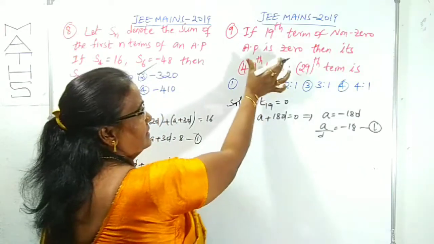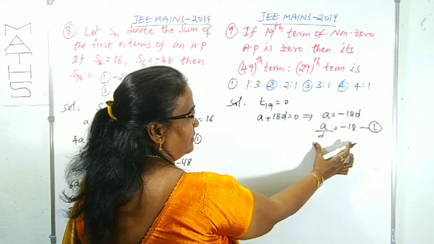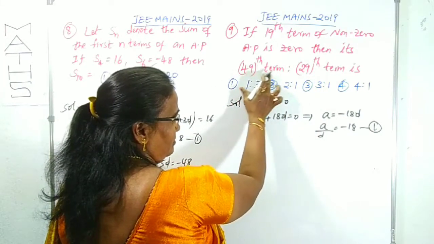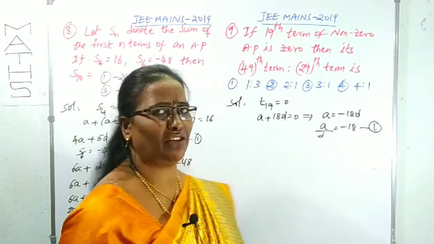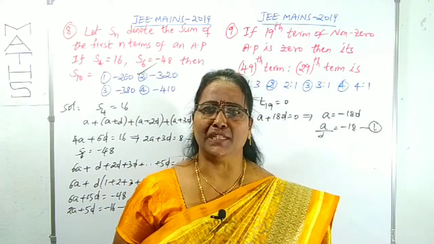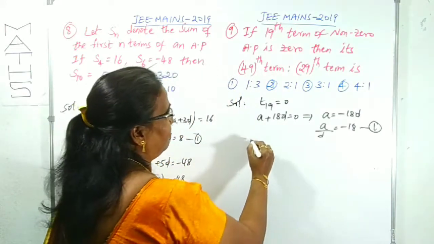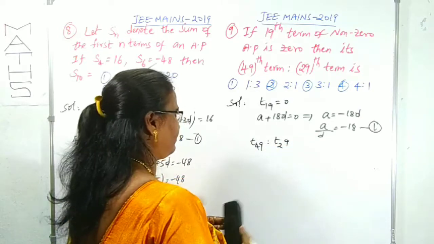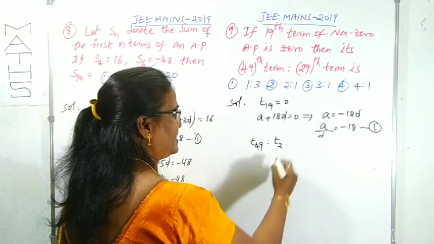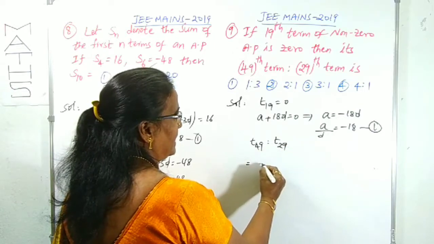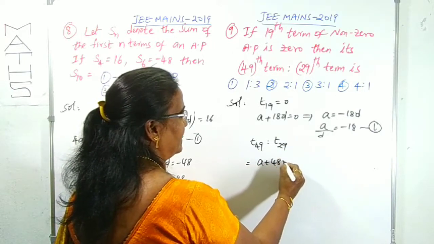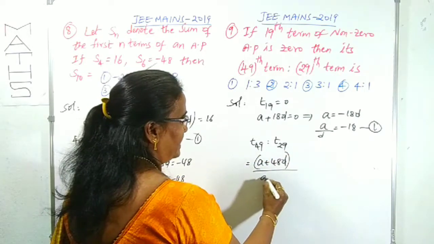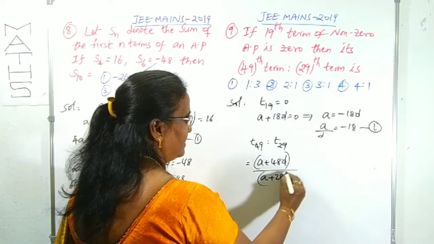Now what is being asked? By using the first sentence we got a by d is minus 18. What is he asking? The ratio of the 49th term to the 29th term. Means T49 to T29. T49 is a plus 48d, divided by T29, a plus 28d. Clear?